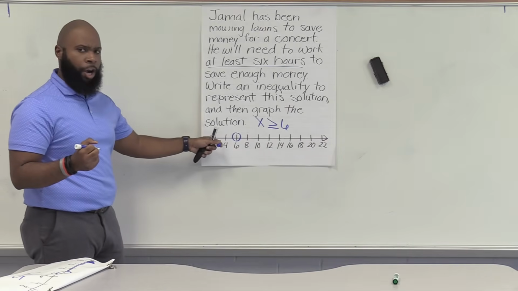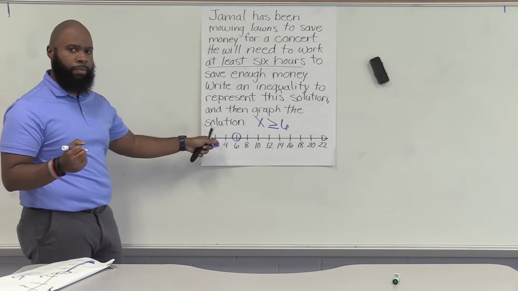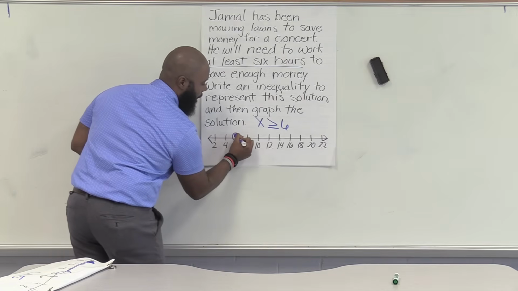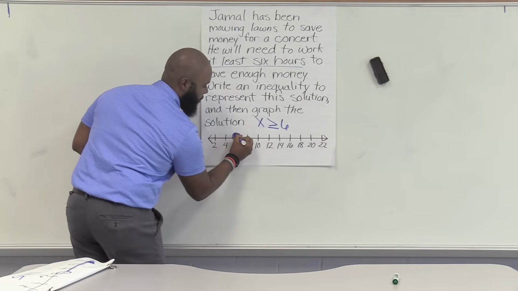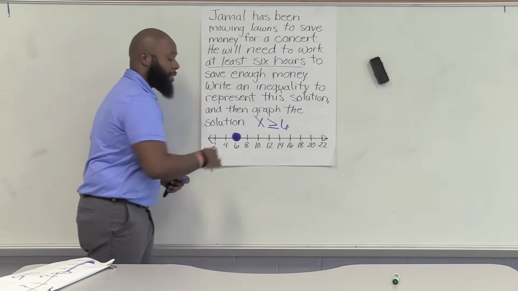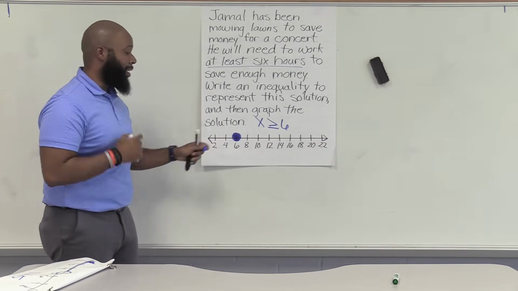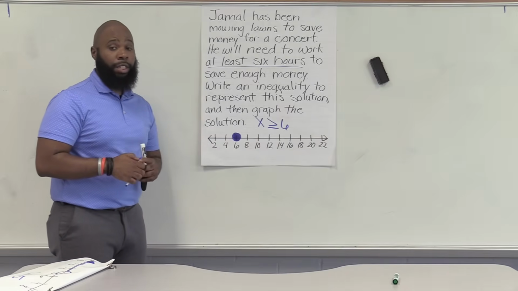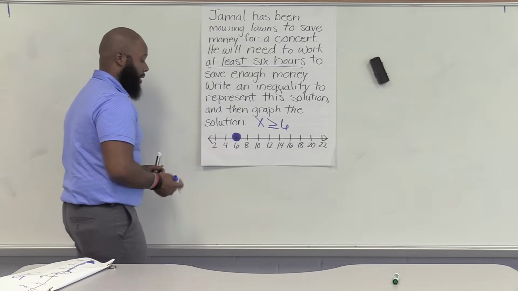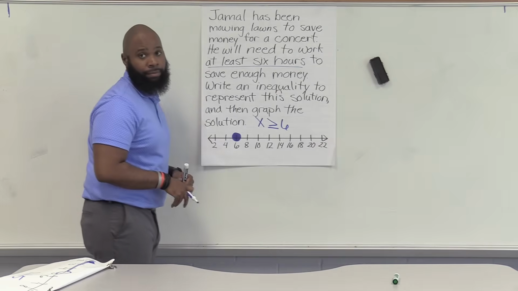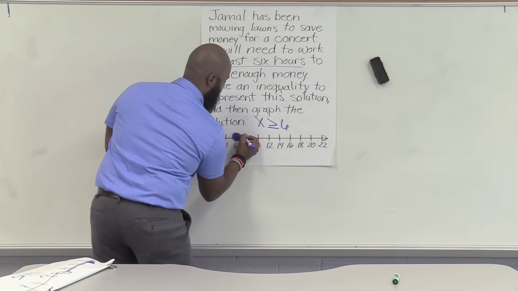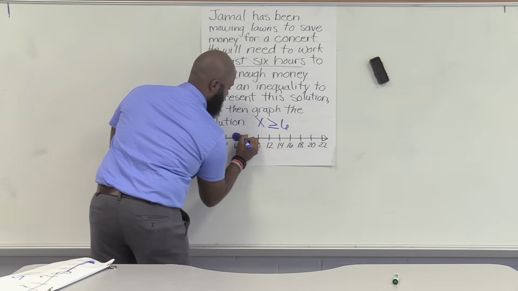Is that correct? Should it be an open or a closed circle? You're right, it should be a closed circle. Why a closed circle and not an open circle? Because this closed circle is going to let me know that 6 is included in our solution. So now, which way am I going to do my line? More than 6 or less than 6? So to the right of 6 or to the left? You're right. Everything that is greater than 6.